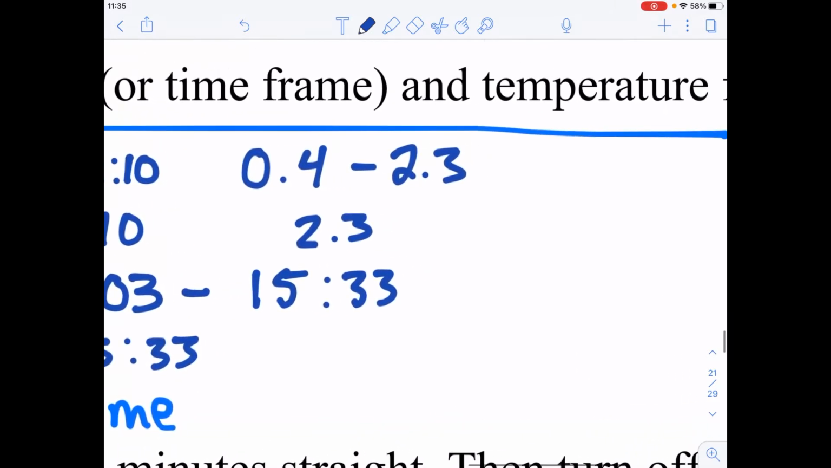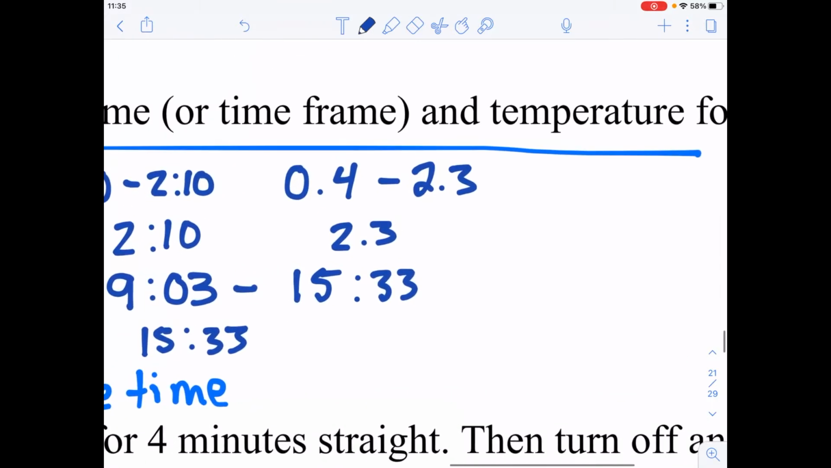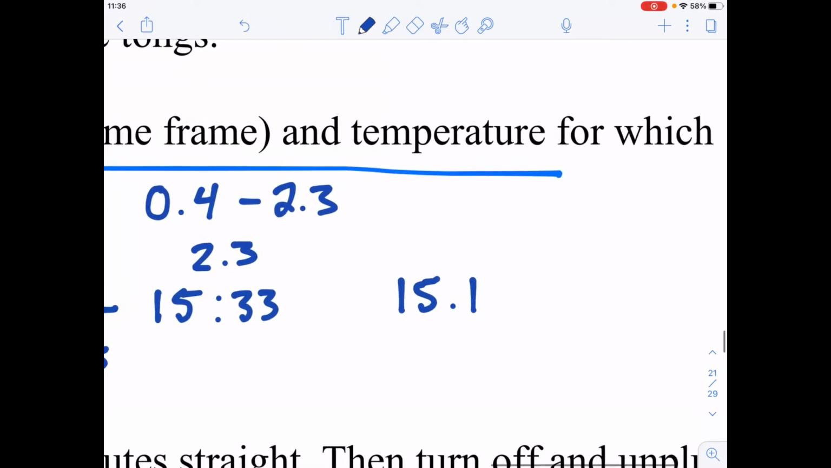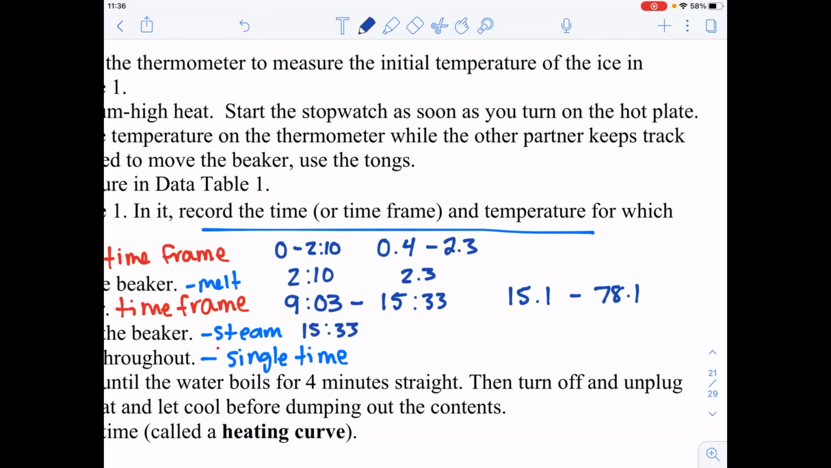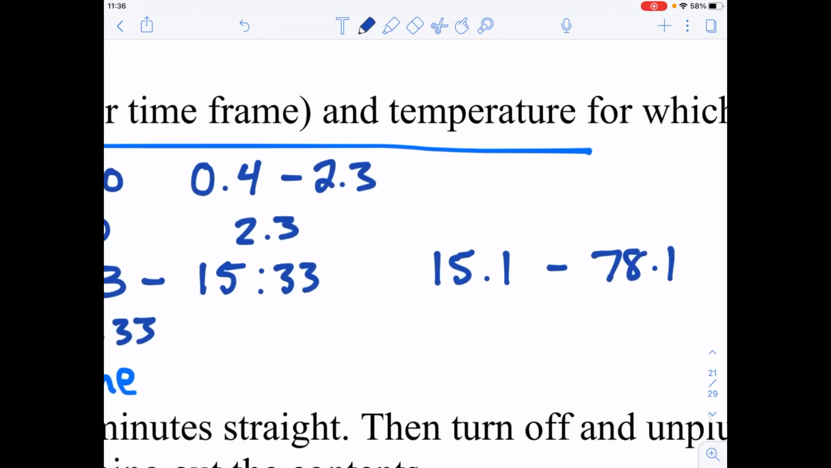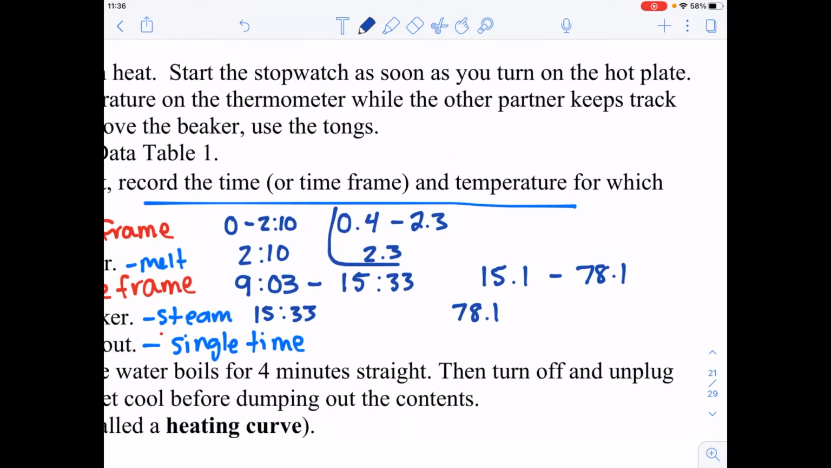And then also you would record your temperatures down here too. So let's say at 9:03, the temperature that all the solid ice was gone and just liquid was like 15.1 degrees, and then the point where gas first started to appear was like 78.1 degrees. So two time frames, a time frame and a temp frame for that one. And then 78.1 would be the temperature here. Kind of have weird columns.